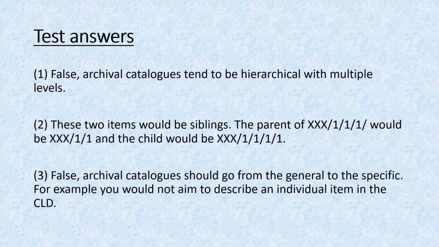And of course, here are the test answers. So generally speaking, no, archival catalogues tend to be hierarchical with multiple levels. Those two items would be siblings. The parent would have essentially one less level, and the child would essentially have one more because it's a more specific unit of description. And the last one was also false. Archival catalogues should go from the general to the specific. For example, you would not aim to describe an individual item in the CLD or collection level description.